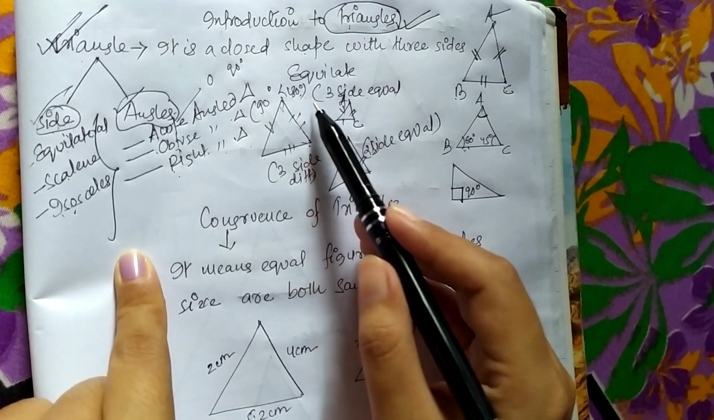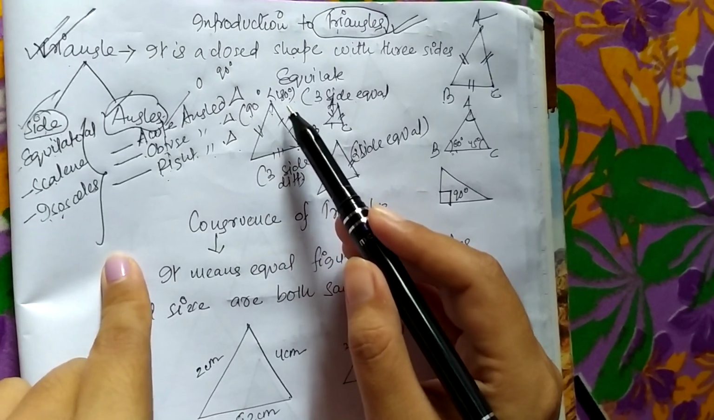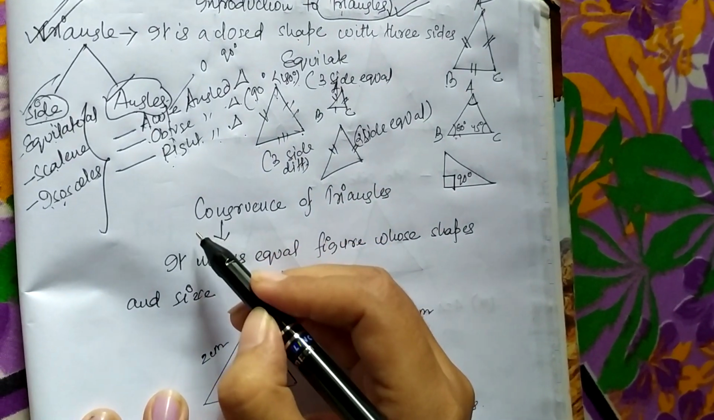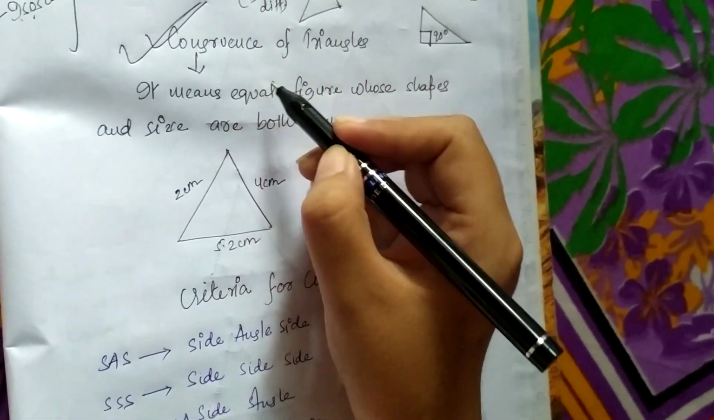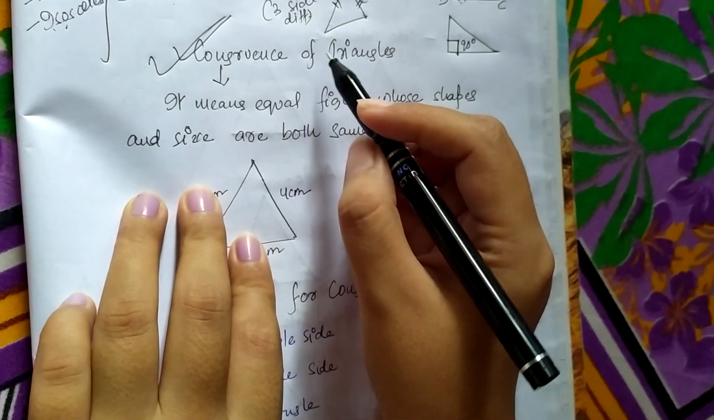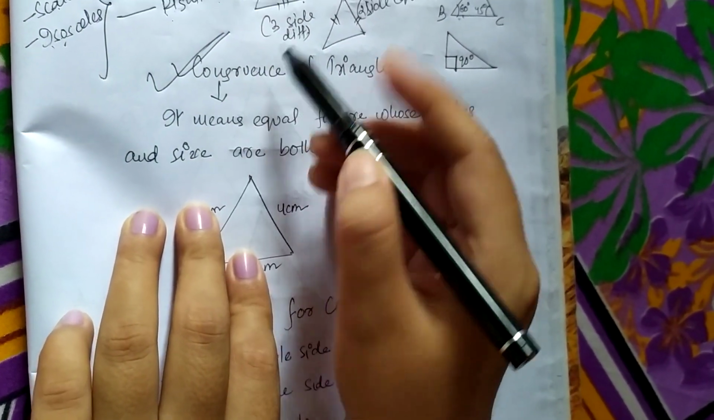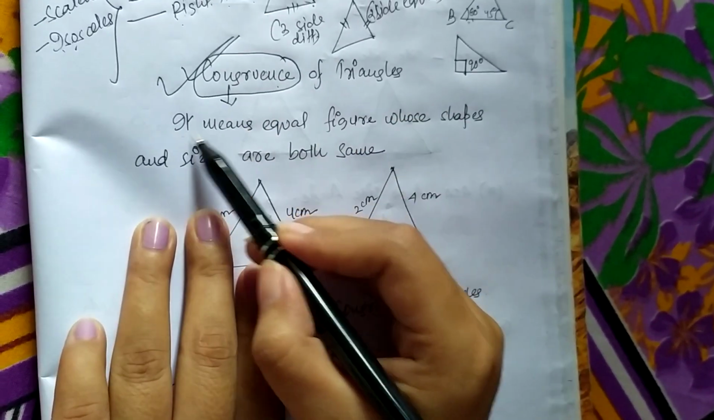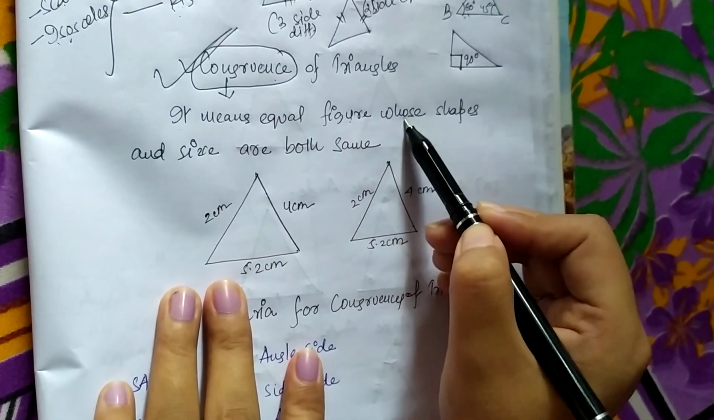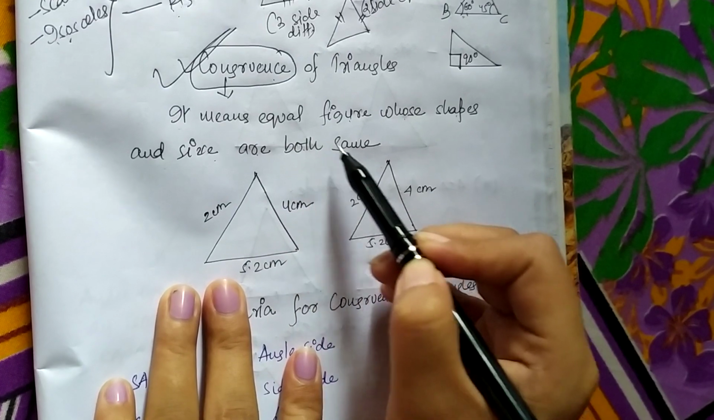Now, moving on to the important concept of the chapter, that is congruency of triangles. Let us go to the congruency of triangles. Let me first discuss what we mean by the term congruency. What does congruence mean? It means equal figures whose shapes and sizes are both the same.